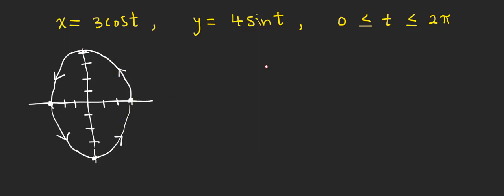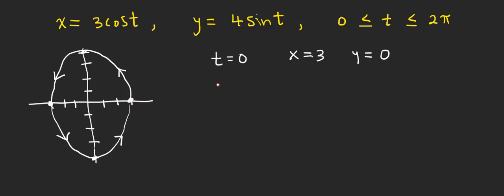Now notice, when t equals 0, let's plug in 0. What do you get? What's cosine of 0? 1. And 1 times 3 is 3. So when t equals 0, x equals 3. And when t equals 0, sine of 0 is 0. So 0 times 4 is 0. So y is equal to 0. So when t equals 0, the location is at 3, 0.